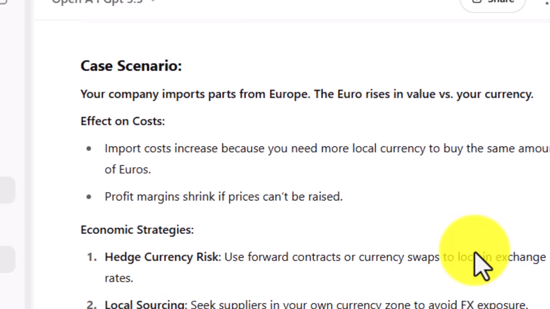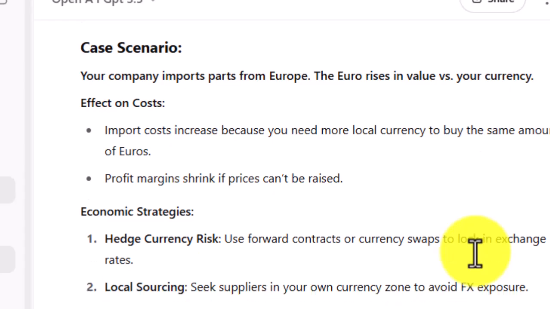Your company imports parts from Europe. The euro rises in value versus your currency. What is the effect on cost? Import costs increase because you need more local currency to buy the same amount of euros. Profit margin shrinks if prices can't be raised.